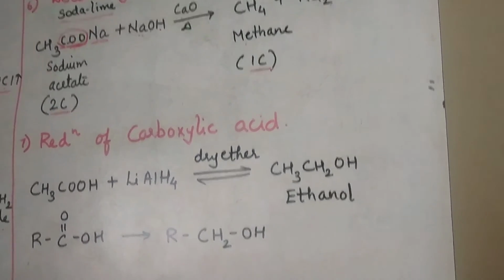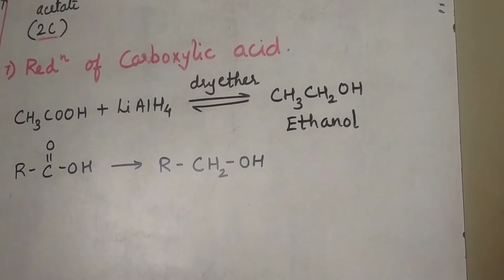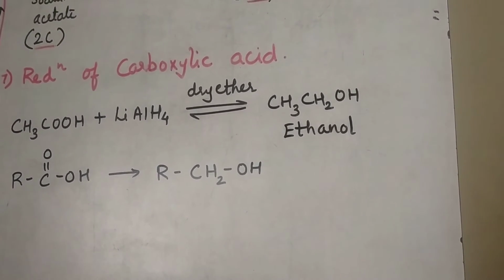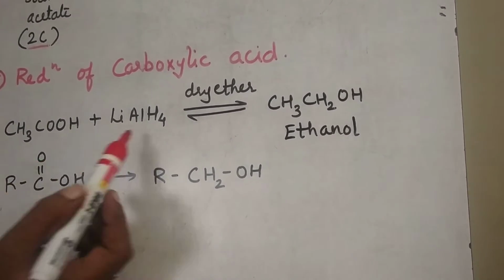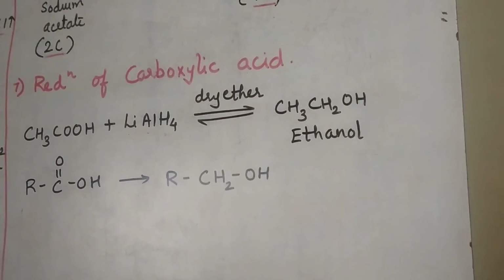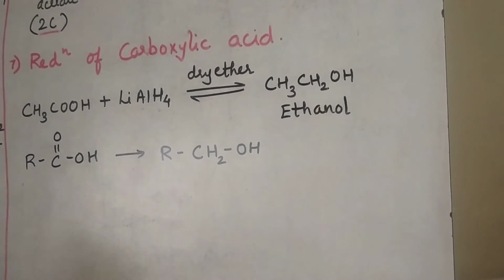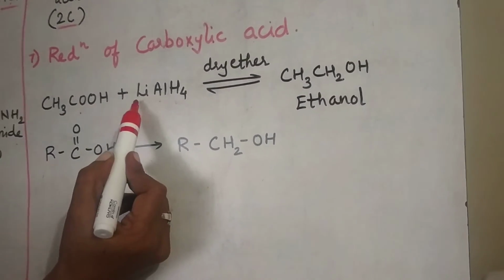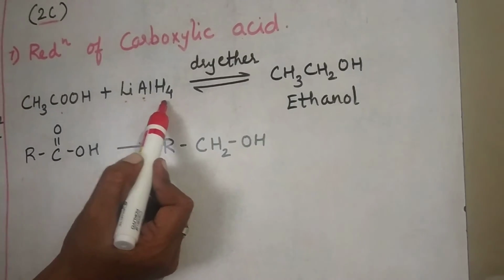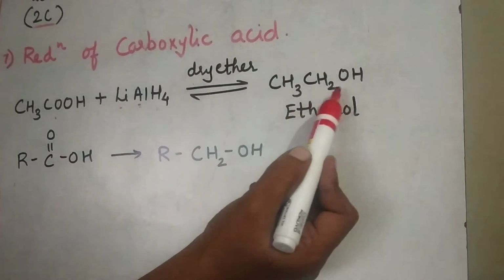And the last reaction is reduction of carboxylic acid. Reducing agents, we have studied many reducing agents. One of them is LiAlH4, lithium aluminium hydride. This is a very strong reducing agent. Acetic acid, when treated with lithium aluminium hydride in presence of dry ether, forms ethanol.